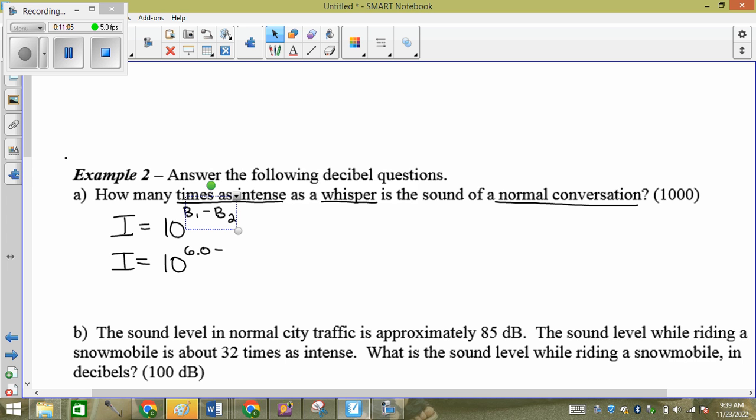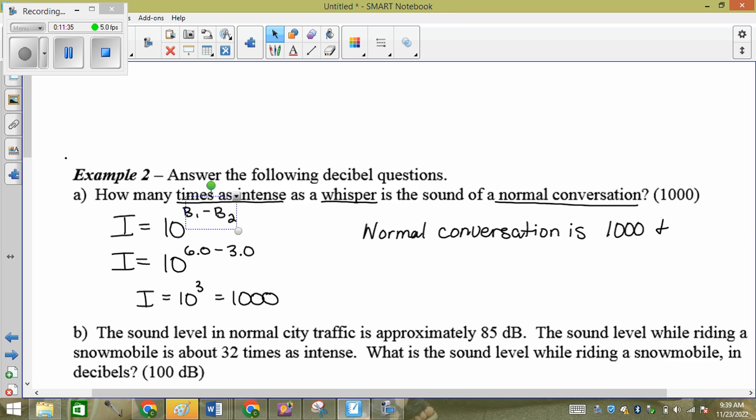And then what is it for a whisper? So it's 10 to the 3, which is 1,000. So it's 1,000 times as intense. So a normal conversation is 1,000 times as intense as a whisper.